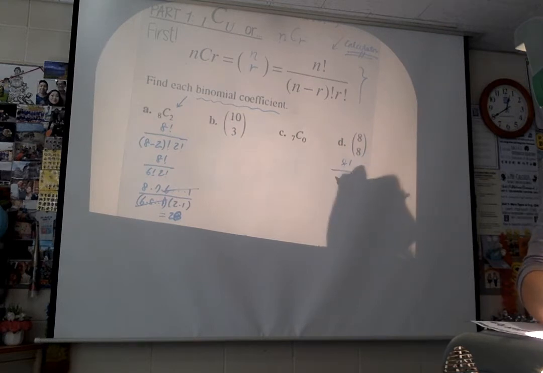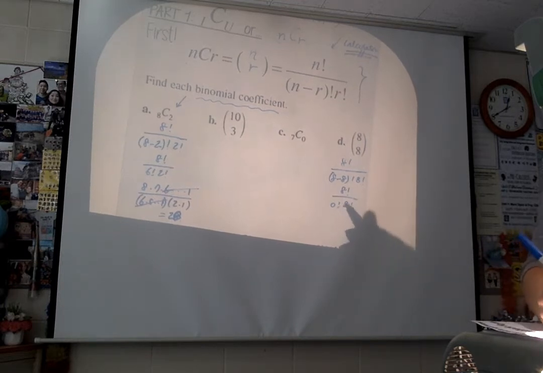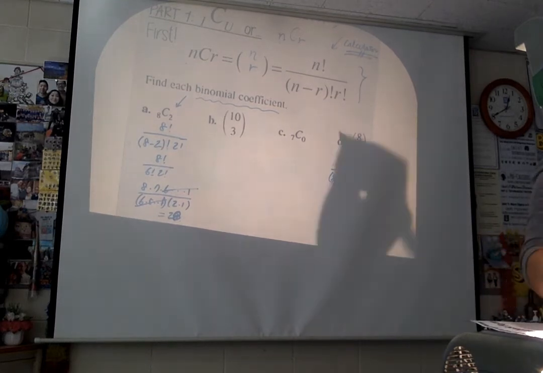So let's just check though. 8 over 8 minus 8, and then you have 8 factorial, right? So 8 factorial over 0 factorial, 8 factorial. But what's 0 factorial? It's 1. Don't forget, it's not 0. That means you have 8 over 8, which is 1, as we assumed, okay?